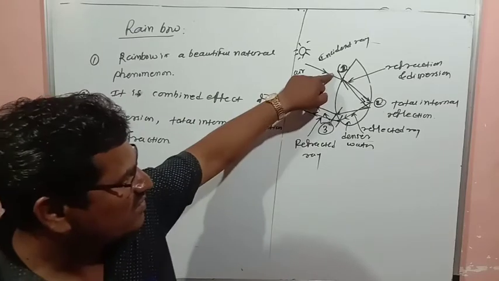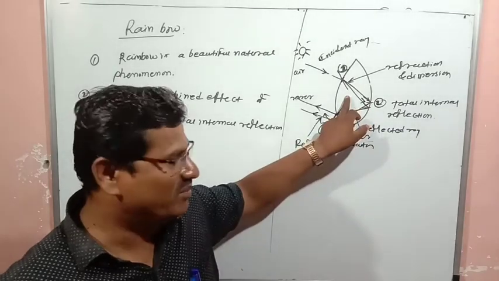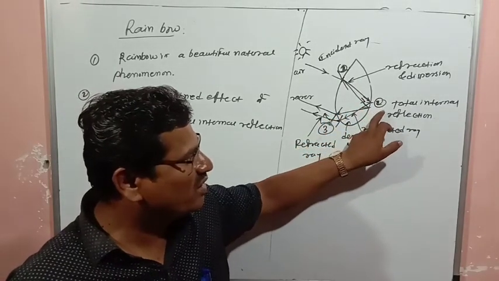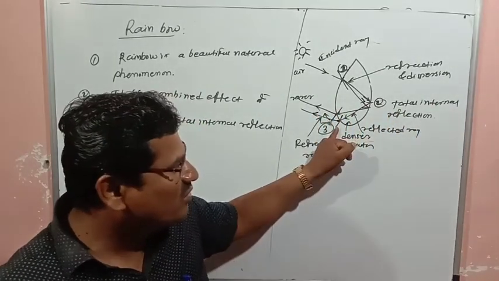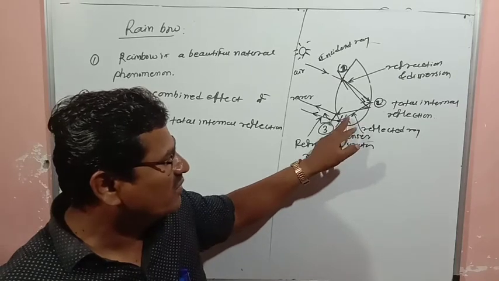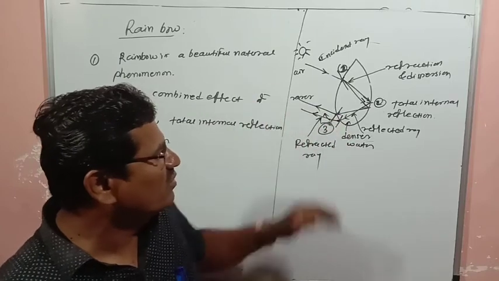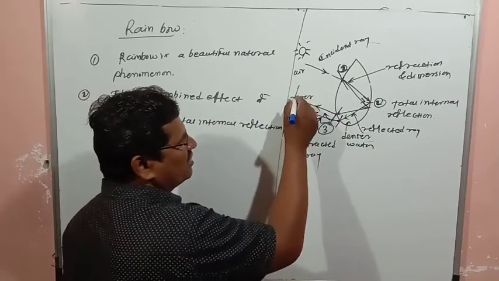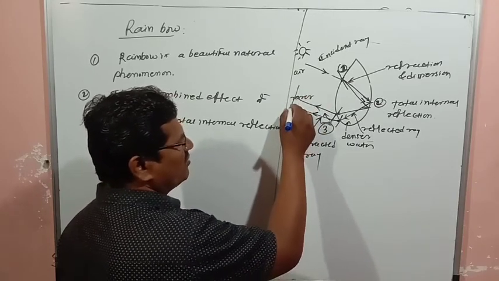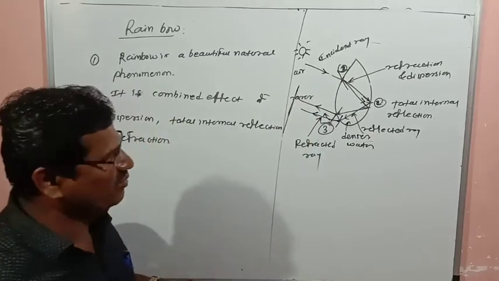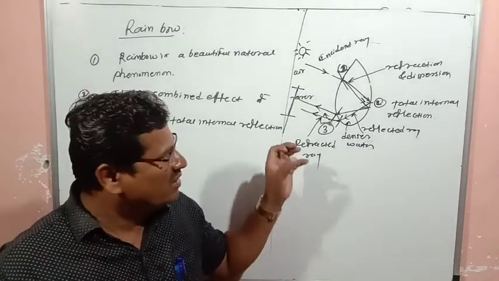So at point 1, refraction and dispersion take place. Light rays get separated. At point 2, total internal reflection takes place. No part is refracted. And at point 3, when it travels again from the denser medium to the rarer medium, it bends away from the normal, and you will observe a spectrum, a band of the 7 colors. A rainbow will be formed here. So this is about the rainbow.